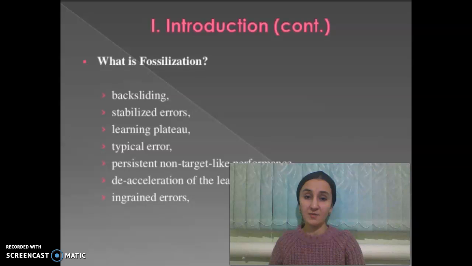Fossilization is, as I mentioned above, a typical error. It's the cessation of the learning process. It's a persistent, non-target-like performance and stabilized errors. So as you see, using errors in the target language becomes a normal thing. Maybe even I have some parts of fossilization in my speech.